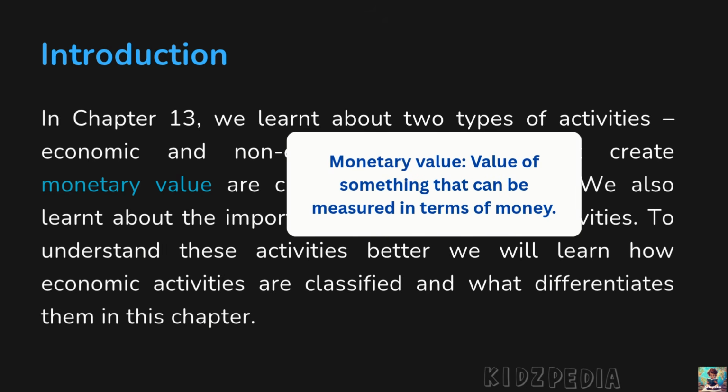Monetary value: value of something that can be measured in terms of money. That is, if you can buy or sell something or earn money from it, it has monetary value. Example, a teacher's salary, a farmer's crops, or a shopkeeper's sales all have monetary value because they involve money. So, the value of something that can be measured in money is called monetary value.